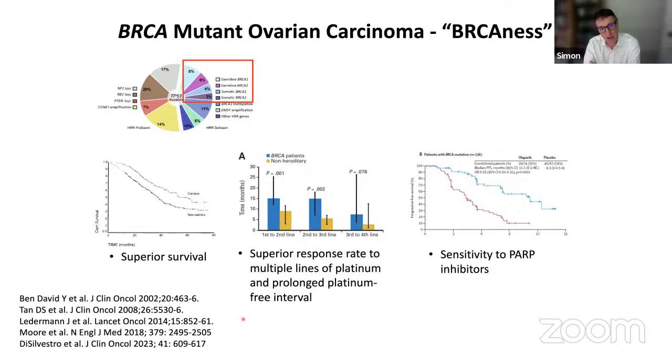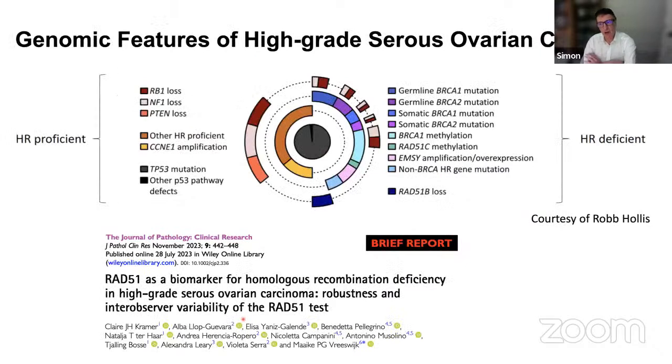So BRCA mutation, or BRCA-ness, because there are some other molecular abnormalities that produce a similar phenotype to BRCA mutation, is important because it has an influence on the management of patients. But we can go a bit broader than that and now start talking about homologous recombination deficiency. So there are other molecular changes that can produce homologous recombination deficiency and with it sensitivity to PARP inhibitors.